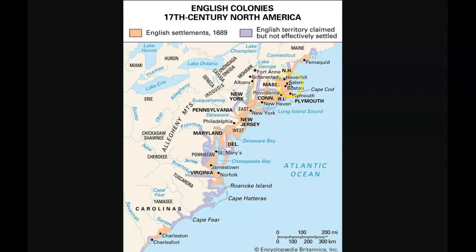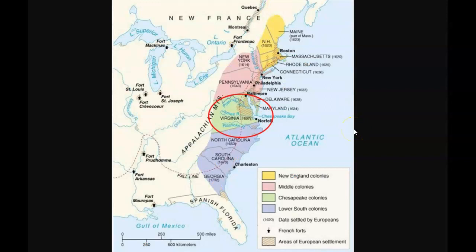English settlements are thickest right by the coasts, and claimed but not entirely settled. So they're starting to move out into these areas right off of it. Okay, now I point out to you, this is a map of the colonies.